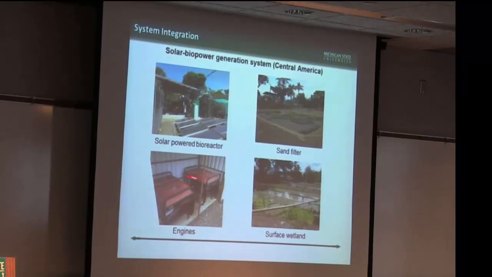The energy then goes into small generators, so the biogas is used to power small, actually just home-style generators, but again, each one 16 kW, so we can produce up to 32 kW at a time. And then the water, or the digestate, goes through a series of four sand filters and biological wetlands to get to near-discharge quality waters.